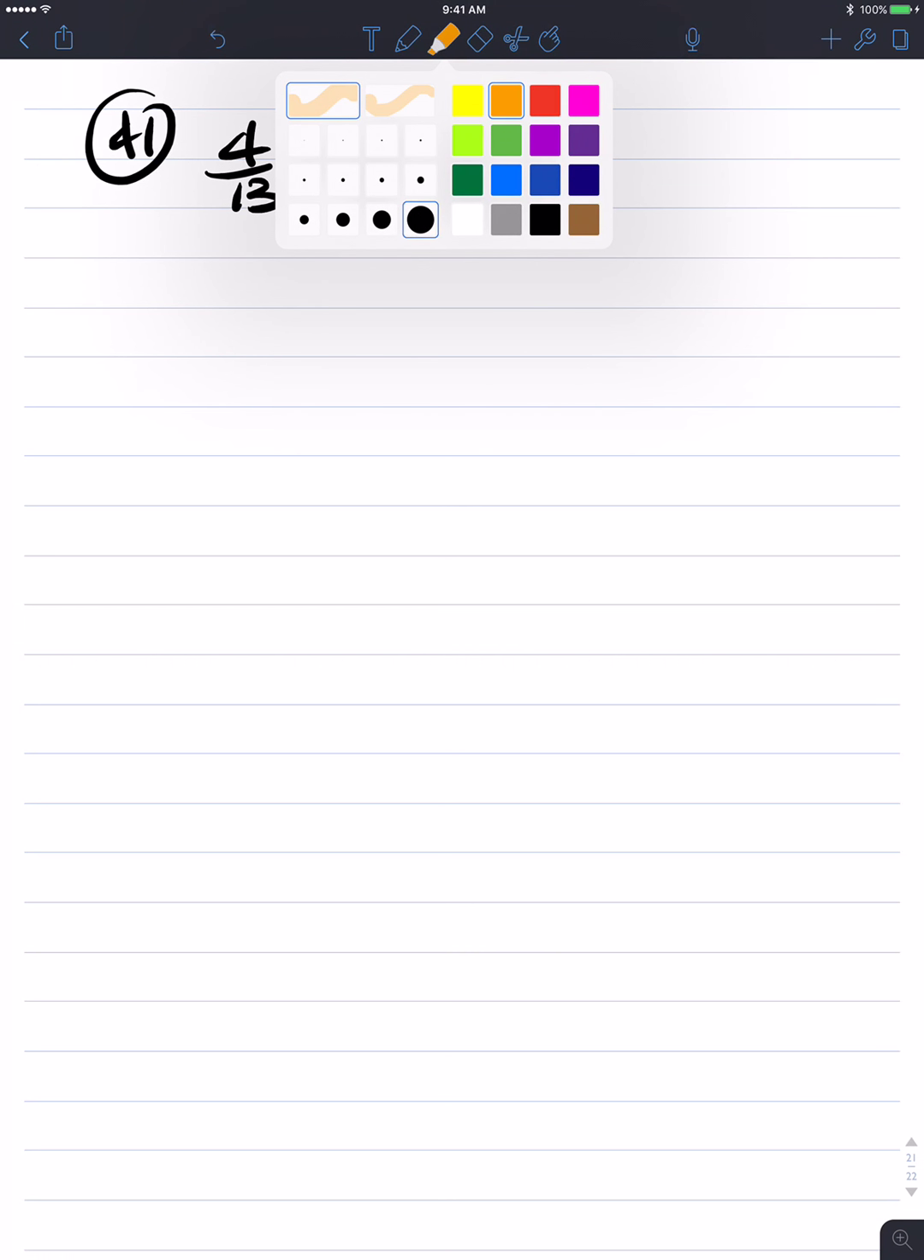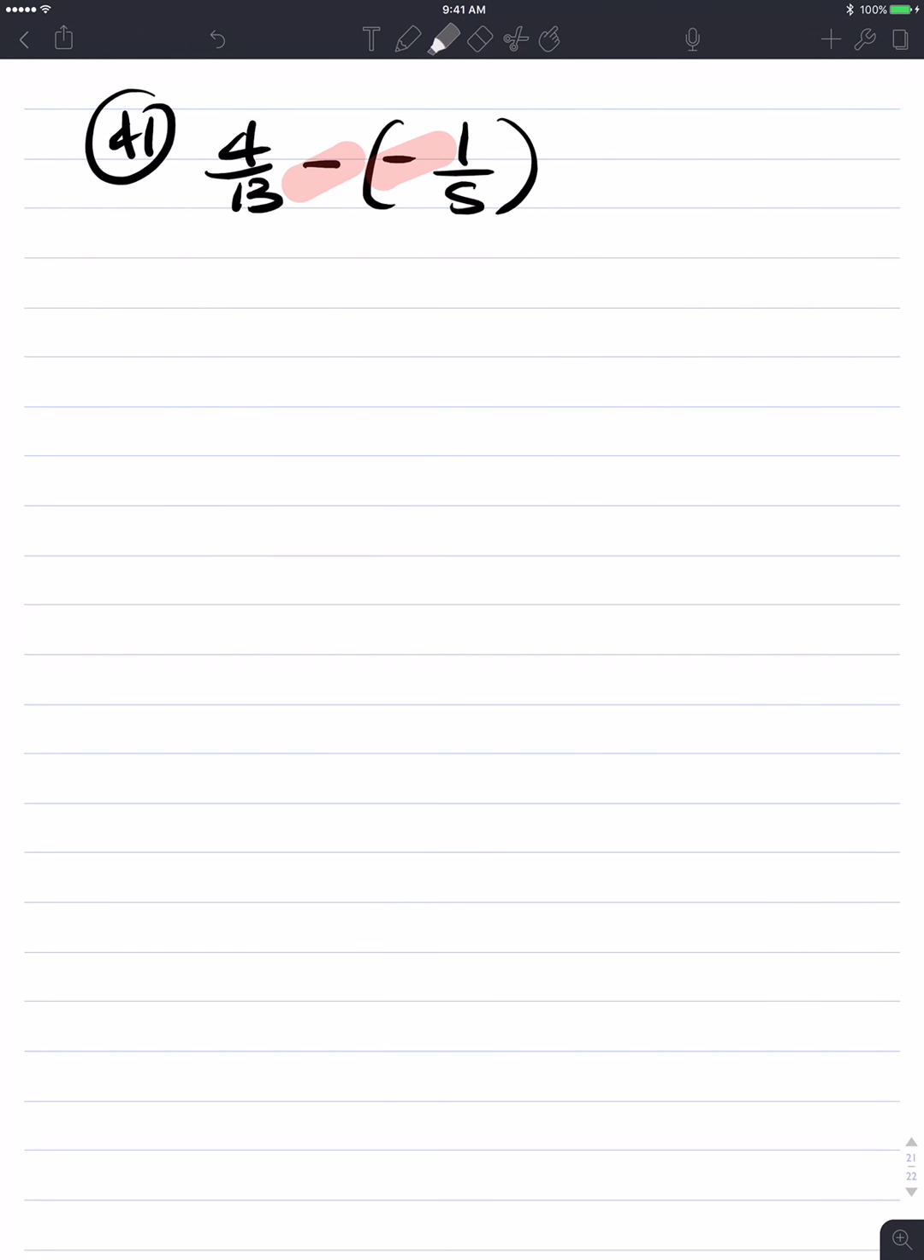41. 4 over 13 minus negative 1 over 5. Minus the minus makes this a plus. 4 over 13 plus 1 over 5. We're going to have to do our setup.